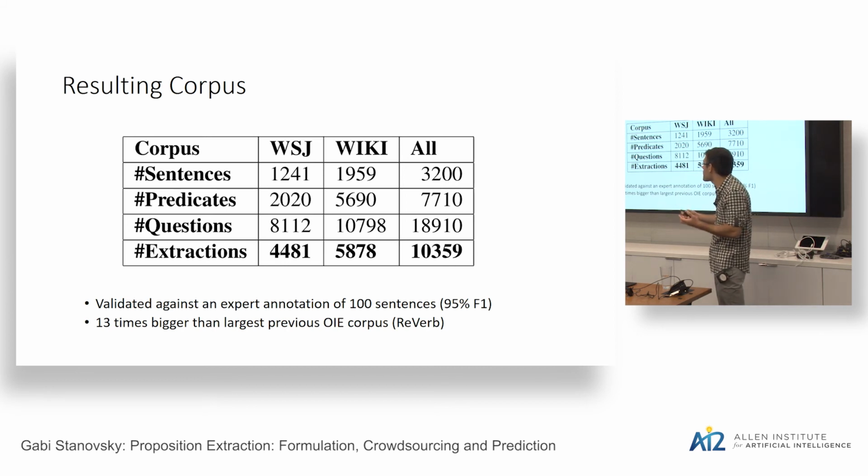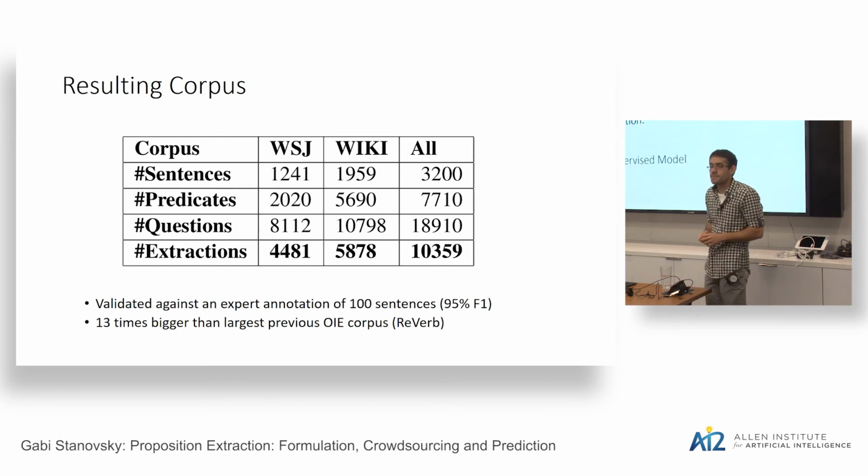Also, I think another nice property is that we didn't create this with a specific OpenIE parser in mind. So we didn't think, now we created an OpenIE parser, let's create an accompanying OpenIE corpus to test it. This is separate from a specific parser.